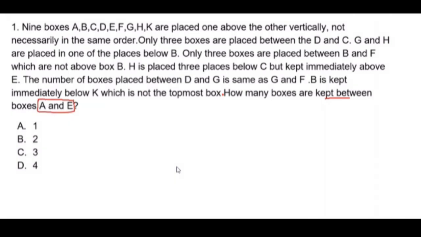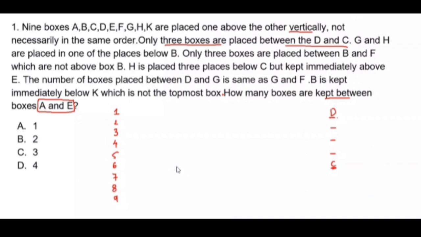Now we'll start reading the information. There are 9 boxes. Okay, we'll take the numbers 1, 2, 3, 4, 5, 6, 7, 8, 9 boxes are there, everybody. They are named A, B, C, D, E vertically. Okay, not necessarily in the same order. Only 3 boxes are placed in between D and C. One more important thing is we need to note all the clues. There are 3 boxes in between D and C. 1, 2, 3. In between D and C, you have 3 boxes.